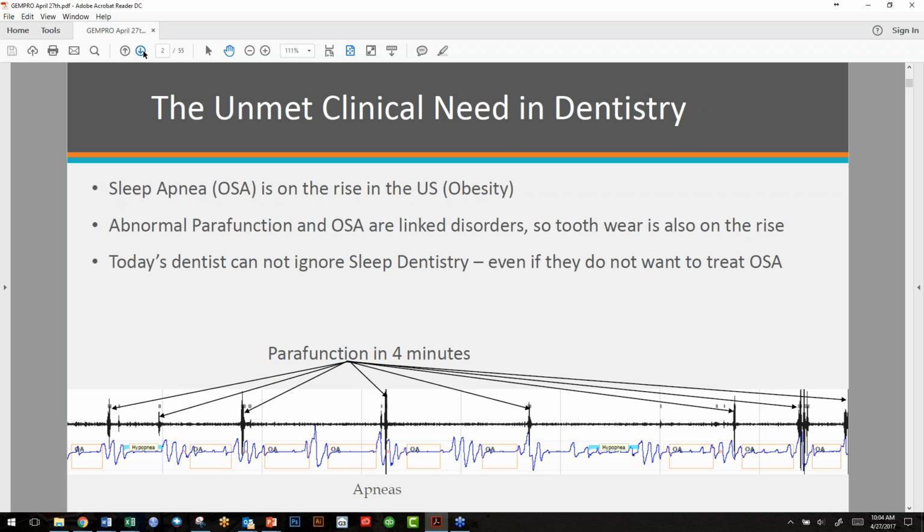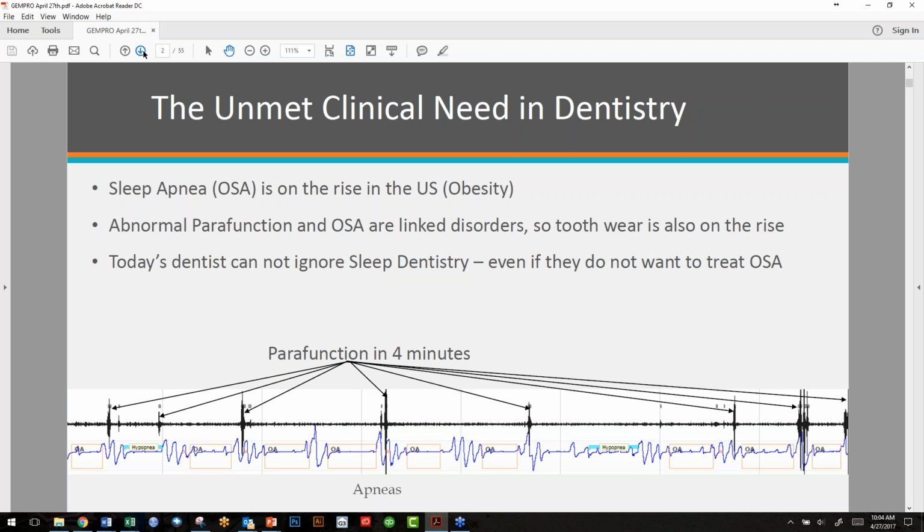Obviously they may choose not to treat sleep apnea, but in the course of doing dentistry, we need to at least be aware of the impact that these links have on our day-to-day dentistry, and then develop a strategy to manage them better.